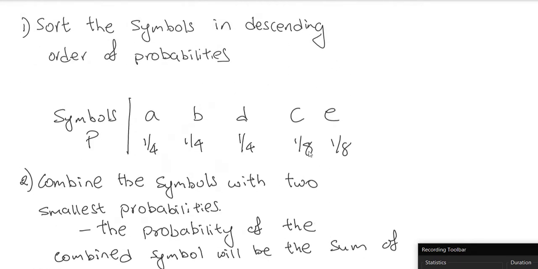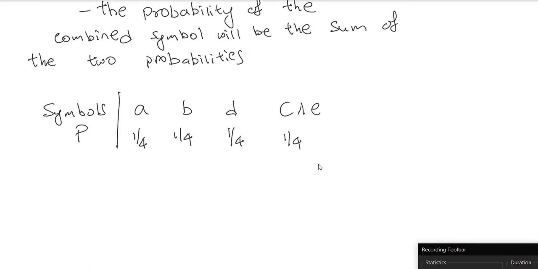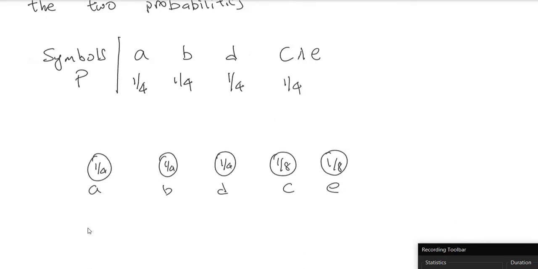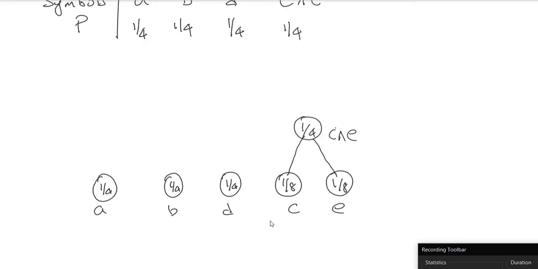We can represent this process of combining on a binary tree. At the beginning, we had 5 symbols, so we will represent each of the symbols with a node, and we will assign to each node its probability from the probability distribution. The combining of C and E can be represented like this, where we are combining these two nodes to form this new node with the probability 1/4. Now note that A, B, D, and the new node for C and E now form a new distribution.